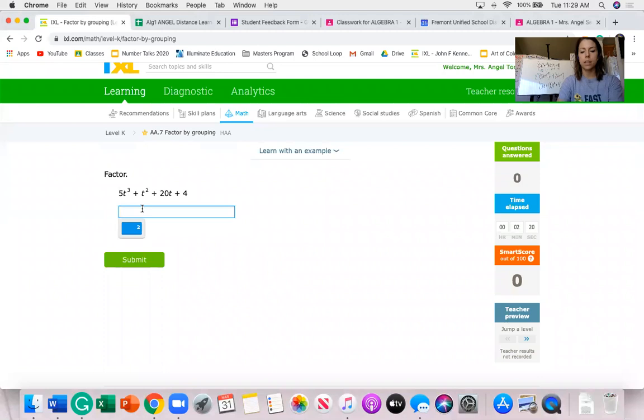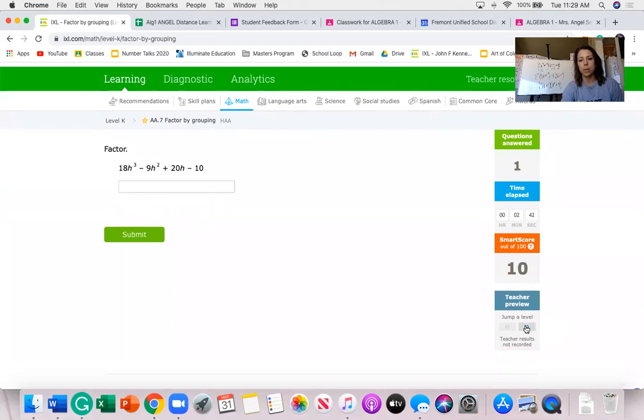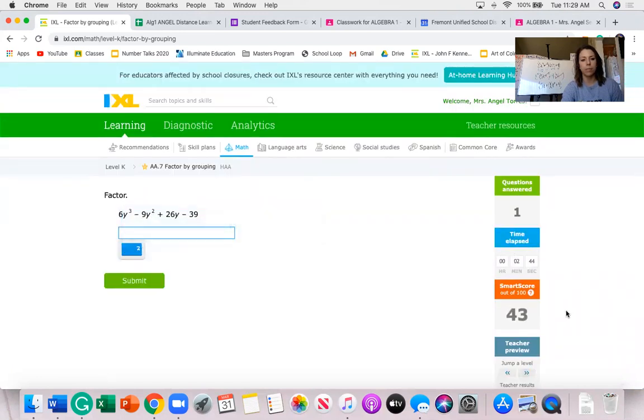So let's go into our IXL here. So our answer was 5t plus 1 and t squared plus 4, drum roll, and we're good. So you're going to see additional examples like that. I'm not going to do this one because it's very similar to the one that we just did. I'm going to go ahead and jump a level here.